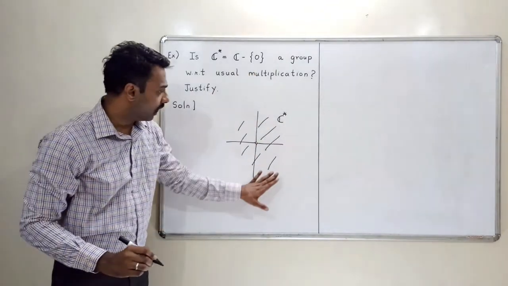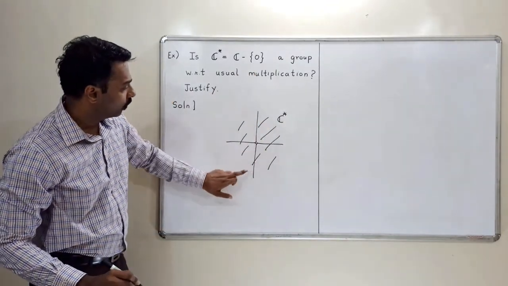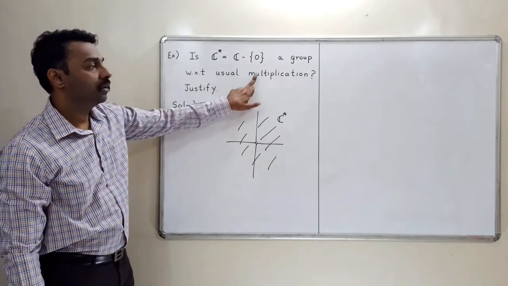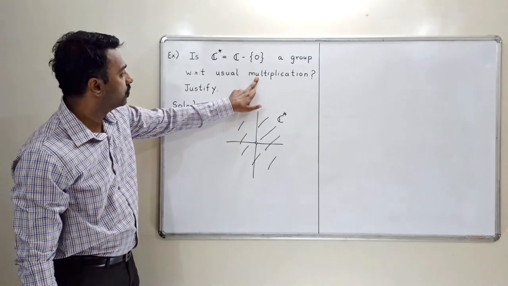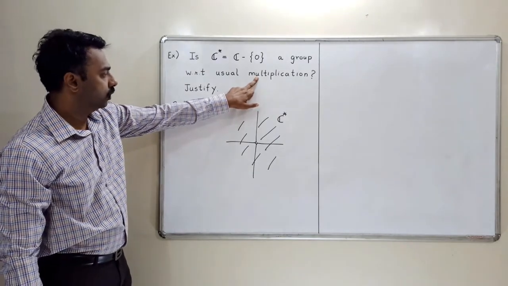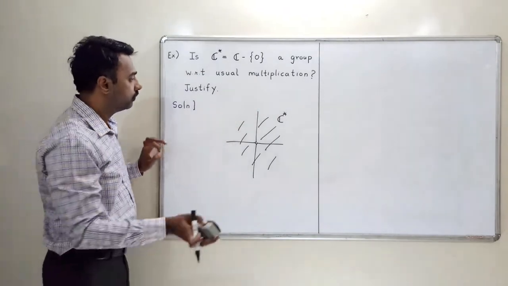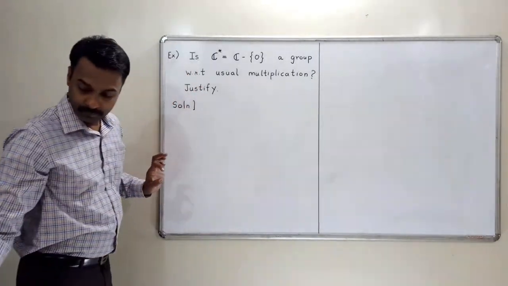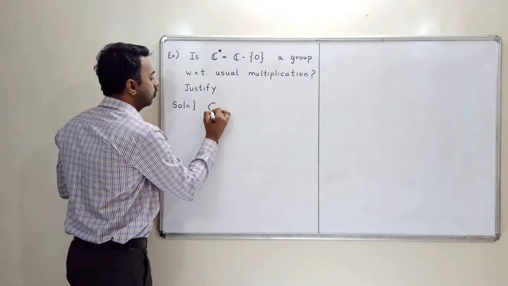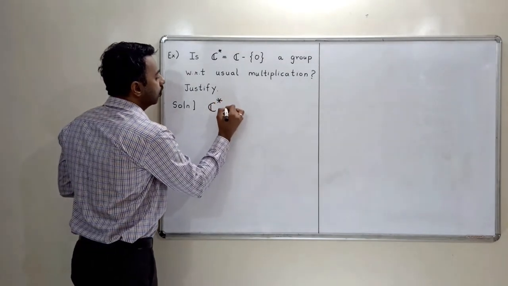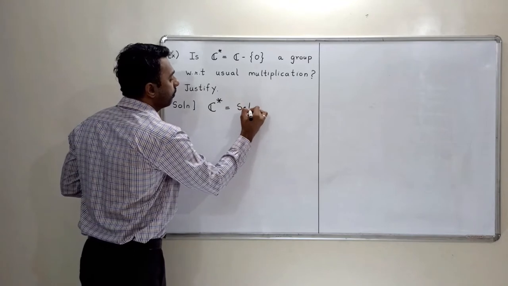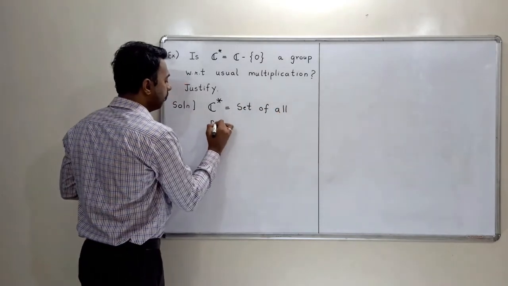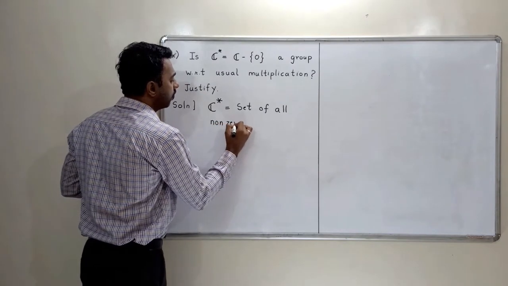And in this set, I'm going to see if I use the usual multiplication operation, I'm going to check whether this set is a group or not. So let me write C star. We know that C star is nothing but the set of all non-zero complex numbers.